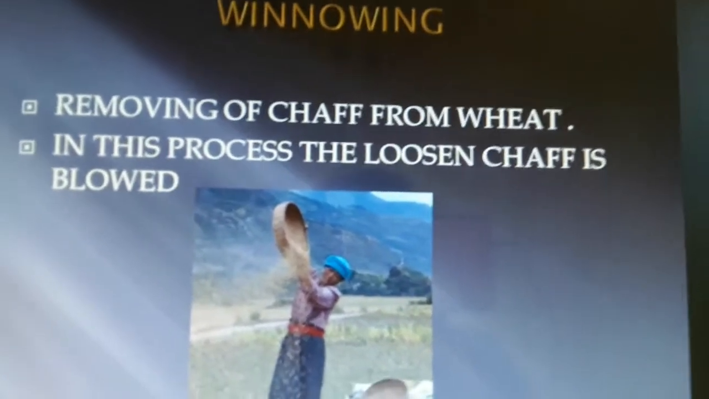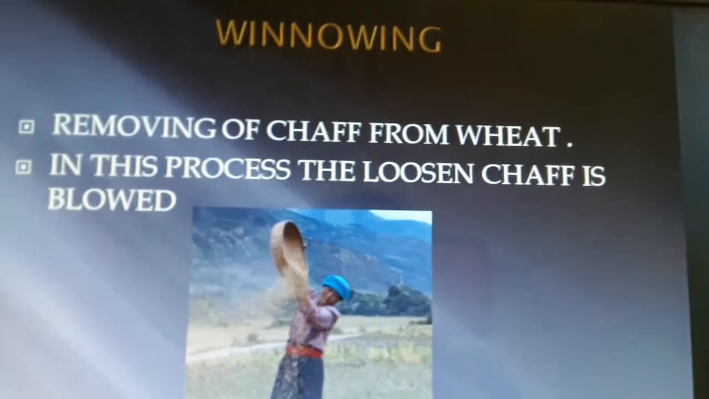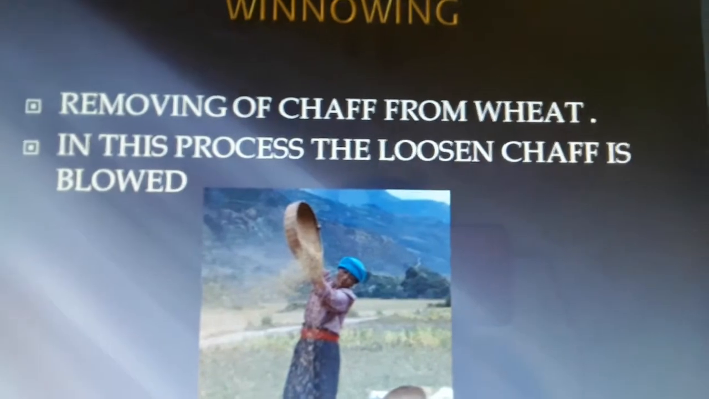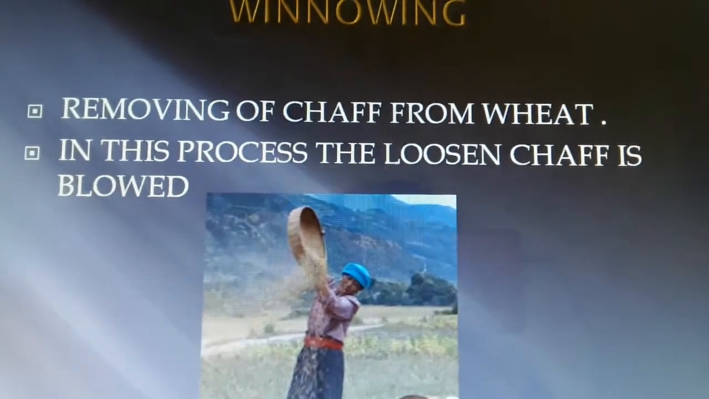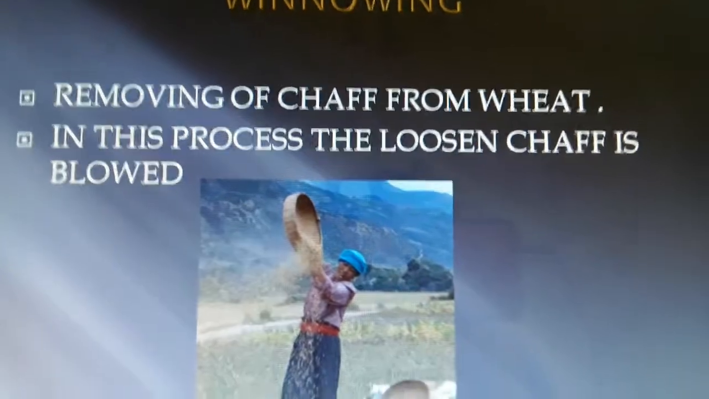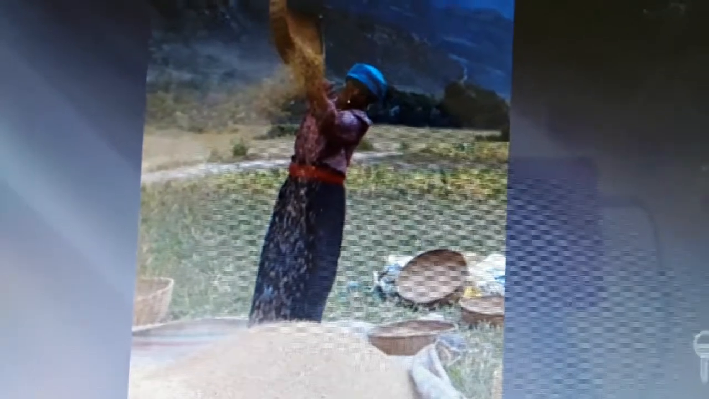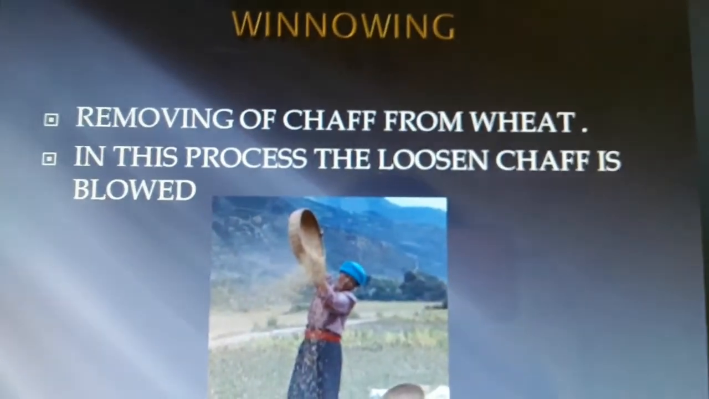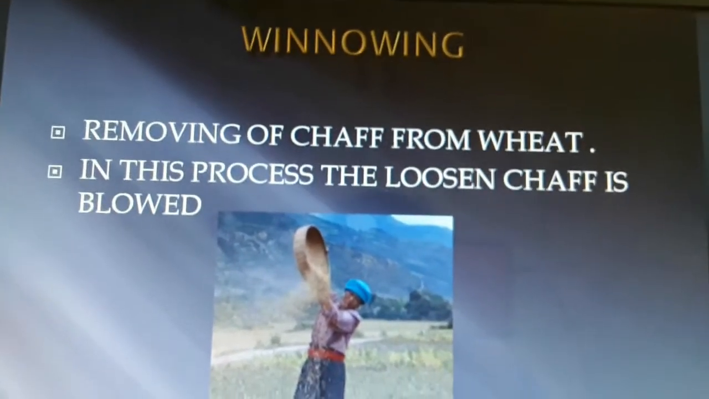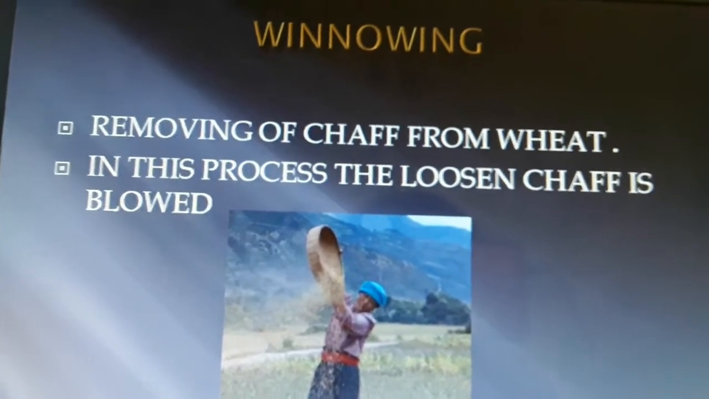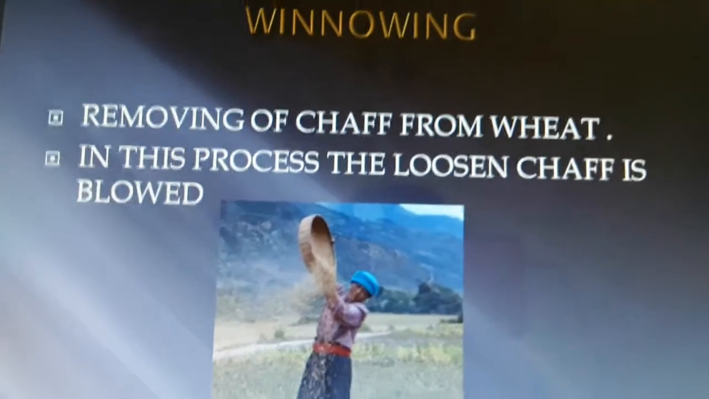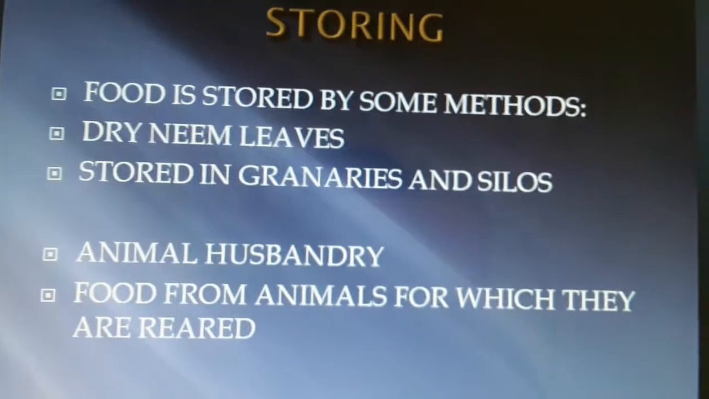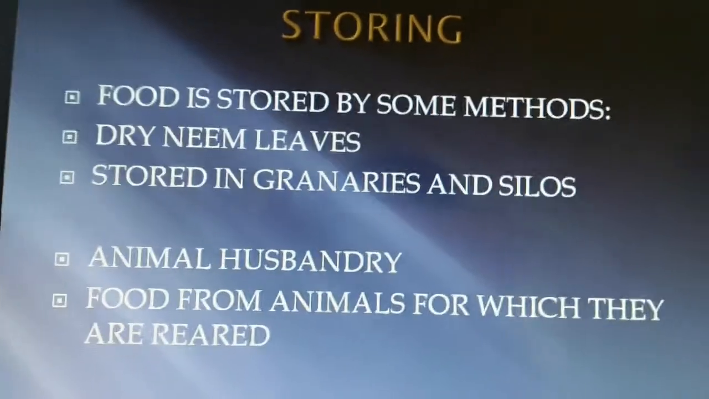What is winnowing? We have loosened the chaff, but how will we remove it? Using the process of winnowing. In this process, the chaff is removed from the wheat by blowing air, right? You could see the woman blowing the air, and what happens? The chaff falls down. The chaff is non-edible for us, but it is edible for animals like cattle, such as cows and goats.